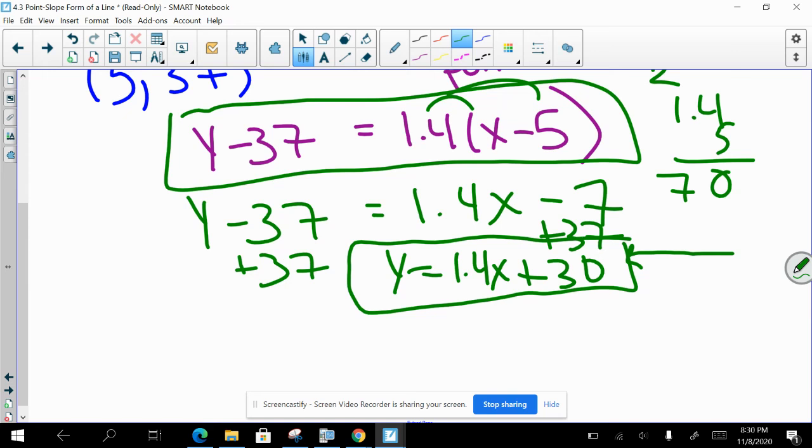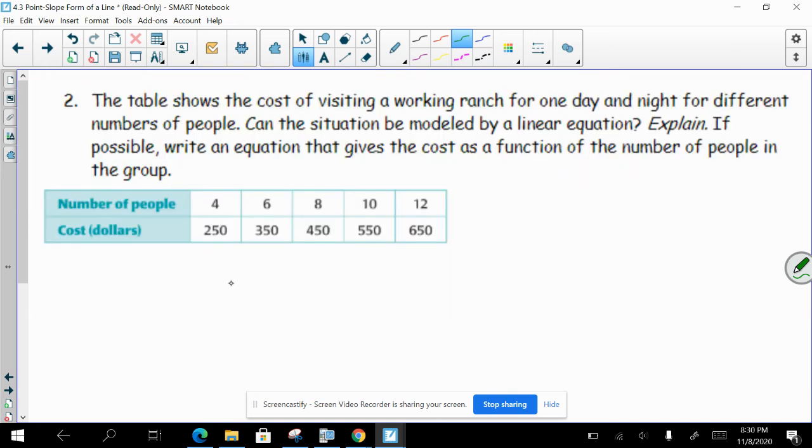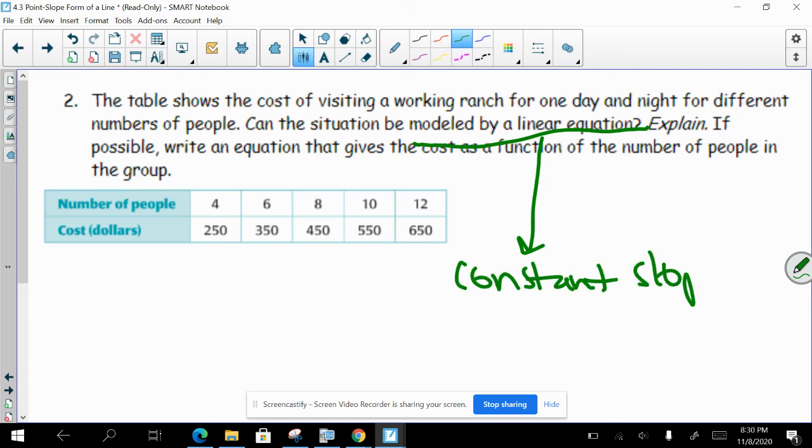All right. Let's look at another example for a word problem. The table shows the costs of visiting a working ranch for one day and night for different numbers of people. Can this situation be modeled by a linear equation? Okay, so if it wants to know whether it can be modeled by a linear equation, the key thing you want to know is, is there a constant slope? So here we're increasing by 2 each time.